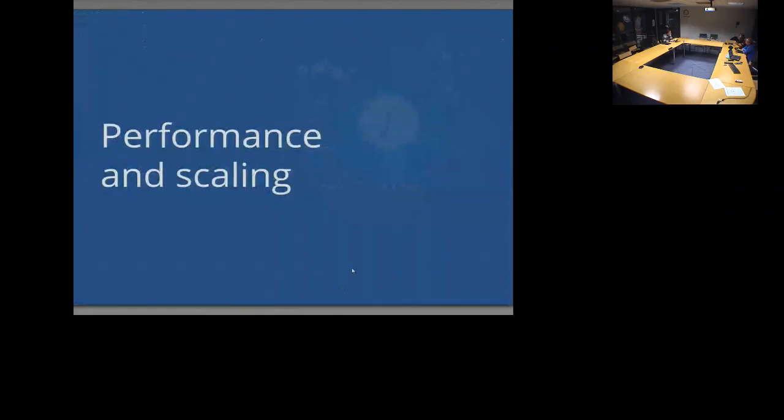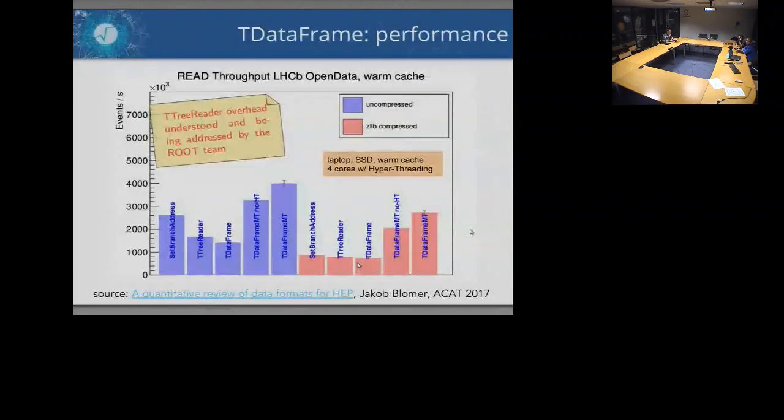So what about performance and scaling? This is all cool, but is my analysis going to actually run faster? The answer is yes. Jakob Blomer presented a quantitative review of data formats for high energy physics at ACAT 2017. And as part of this review of data formats, there was also a review of the ways one can read the ROOT data format. I just extracted the plot from his presentation, and that is here.